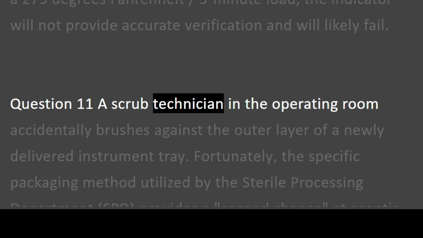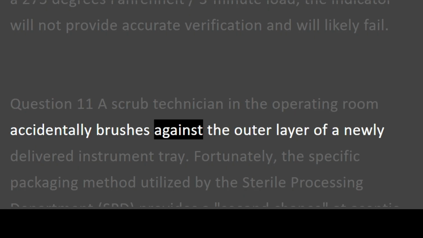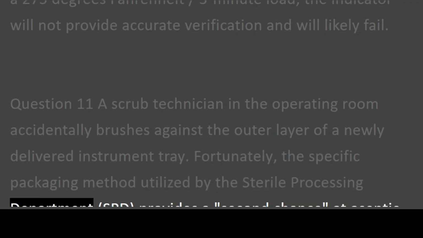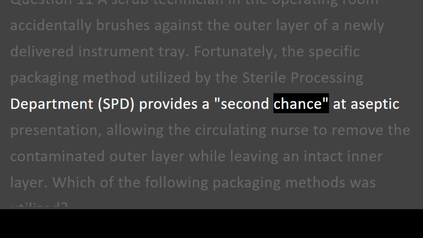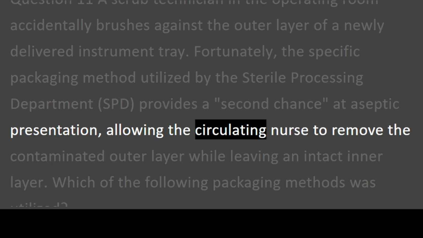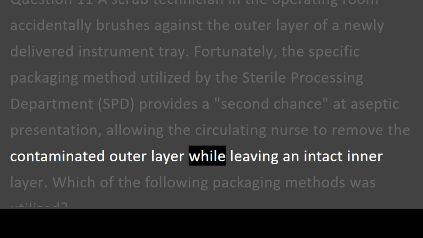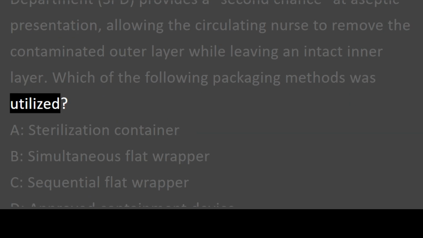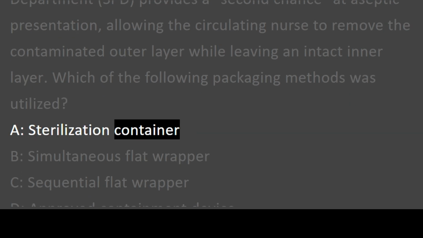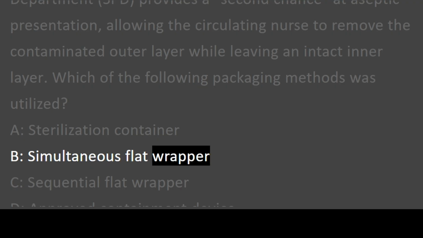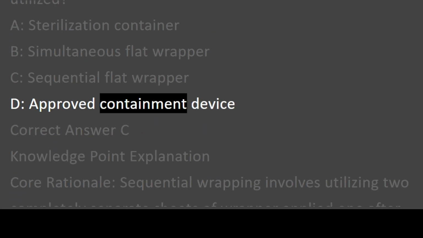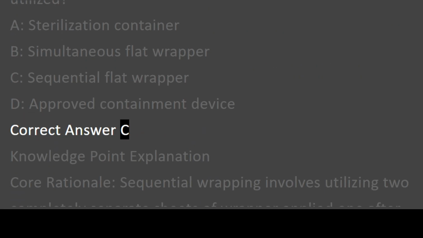Question 11. A scrub technician in the operating room accidentally brushes against the outer layer of a newly delivered instrument tray. Fortunately, the specific packaging method utilized by the Sterile Processing Department, SPD, provides a second chance at aseptic presentation, allowing the circulating nurse to remove the contaminated outer layer while leaving an intact inner layer. Which of the following packaging methods was utilized? A. Sterilization container. B. Simultaneous flat wrapper. C. Sequential flat wrapper. D. Approved containment device. Correct answer C.